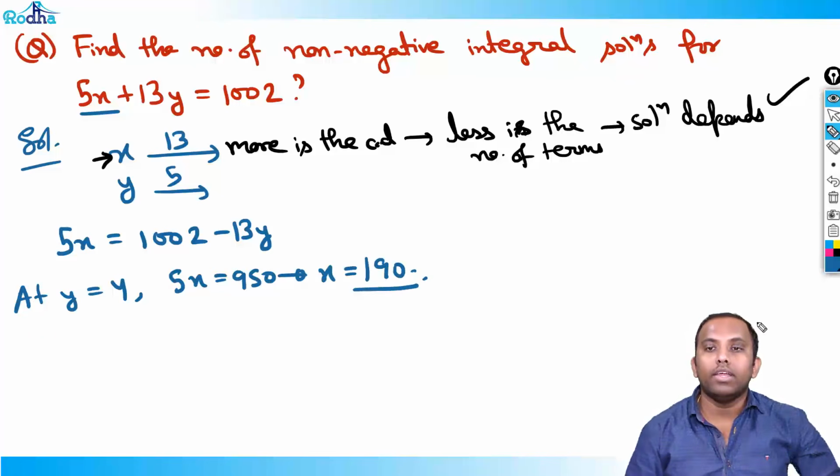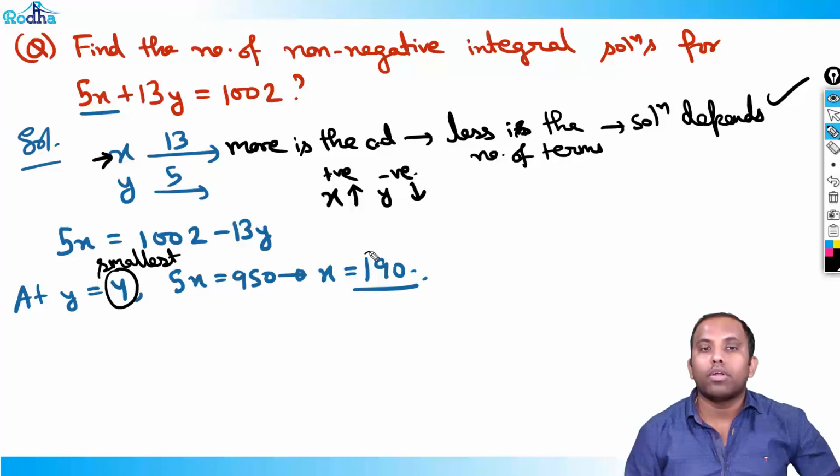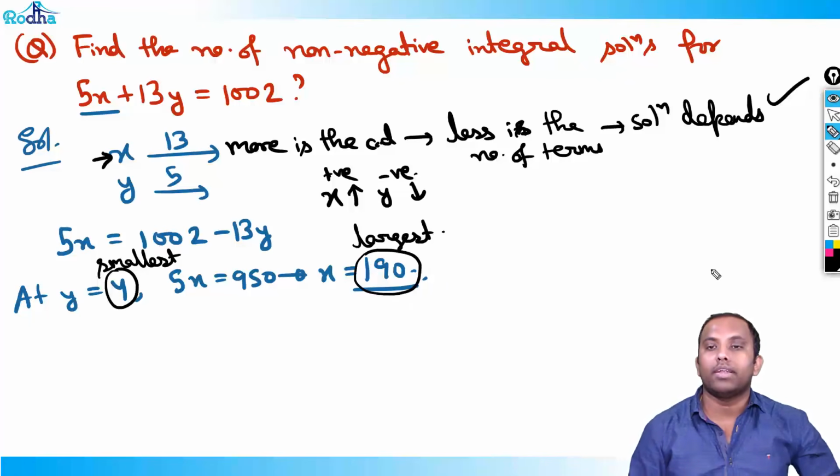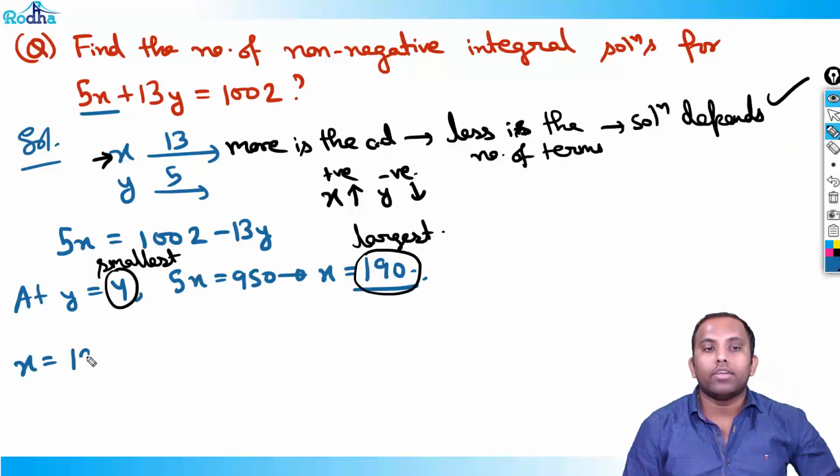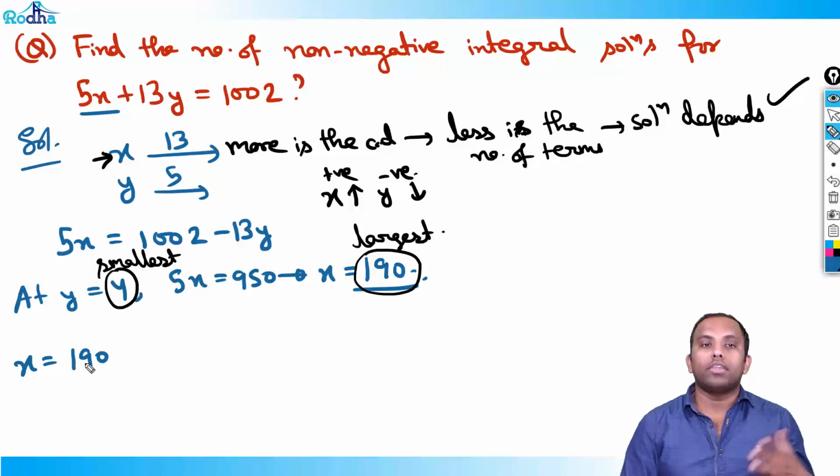Since x and y here are of opposite signs, x is positive and y is negative. If we increase x, y will decrease, and vice versa. So obviously y equal to 4 is the smallest value of y satisfying this condition, and correspondingly I get the largest value of x, that is 190. So we'll concentrate only on the series of x.